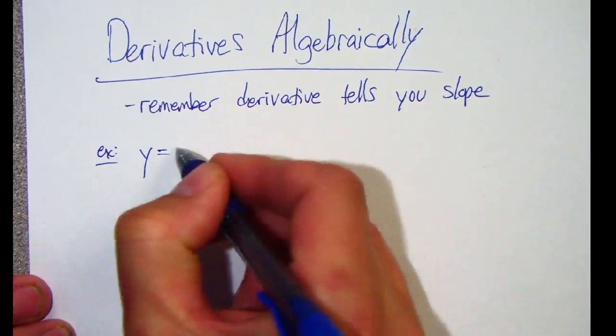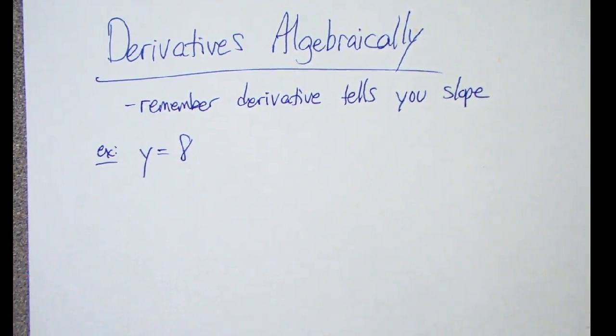So let's do a couple examples and think through a couple. There are 3 rules that you would need to know how to apply. So let's say I give you y equals 8. What kind of line is y equals 8? And don't say straight. Horizontal, right? So what's the slope of that line everywhere? Not 8. 0, because it's horizontal. So the slope of that line is 0.